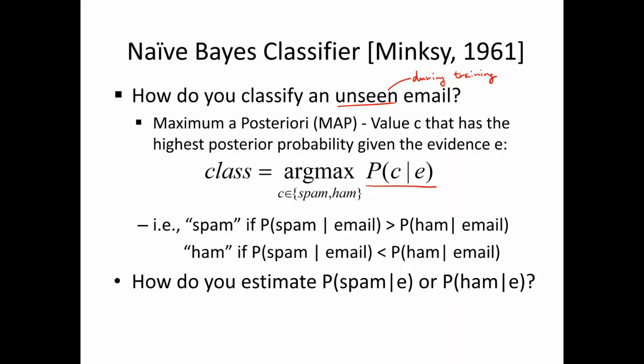Now the question is, how do you compute these probabilities? A very naive approach would be we just count the number of times the given email appears as spam over the number of times the given email appears in the training corpus.